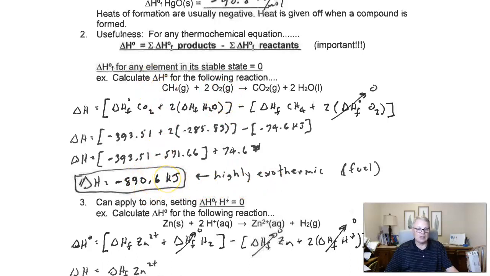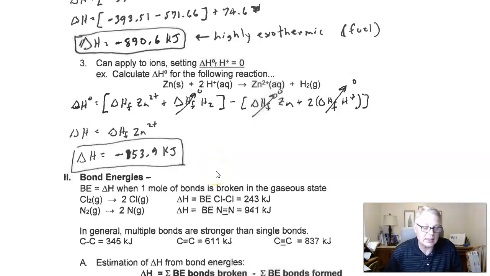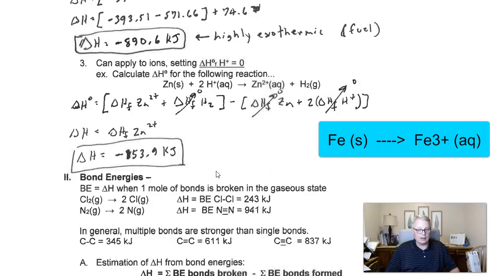But that's how you calculate delta H from heats of formation. Let's say, hypothetically, I wanted to calculate the heat of formation for iron 3+. Because not everything we deal with is a compound. Sometimes we deal with ions. We deal with ions a lot in chemistry. Well, how would I calculate the heat of formation for iron 3+? How would I measure it? Well, heat of formation is the formation of one mole from an element in its free, stable state. So I'd take iron metal, and I'd change that to iron 3+, and I'd measure the amount of heat given off or taken in there. Can I do that? I can't do that. Why can't I do that?